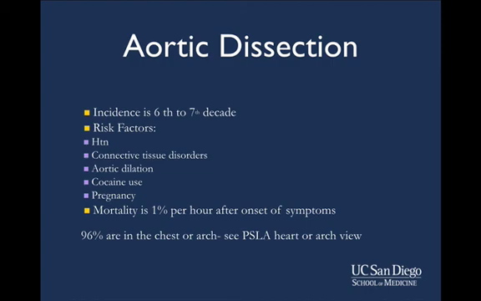96% of aortic dissections involve the arch of the aorta. Sometimes the parasternal long axis view of the heart may provide a useful view for diagnosis, as does the arch view. Oftentimes, they are difficult to visualize, and we must rely on CAT scan.